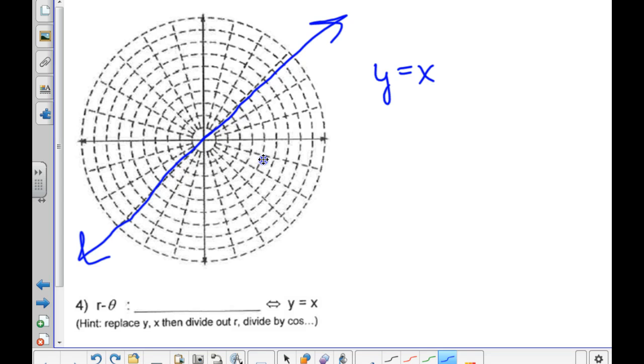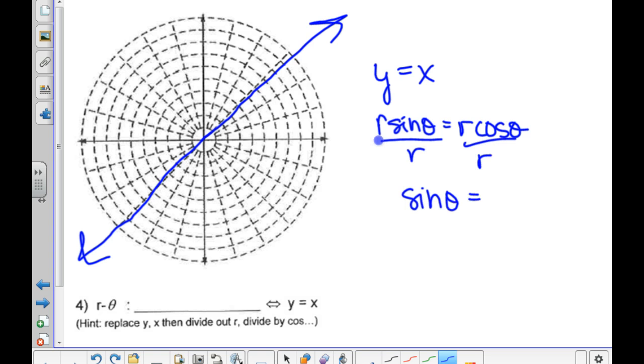Okay. If I write y equals x and I replace this side with r cosine theta, and I replace this, oops, sine is not cosine, my bad. Replace this side with r sine theta, and I replace this side with r cosine theta, okay? And divide. If I divide them both by r, I have sine theta equals cosine theta.